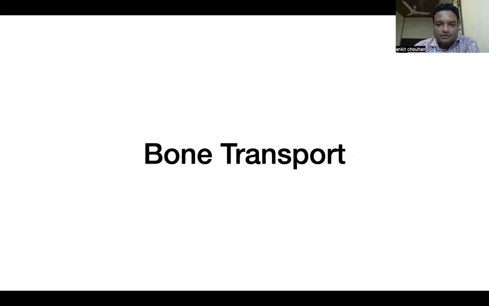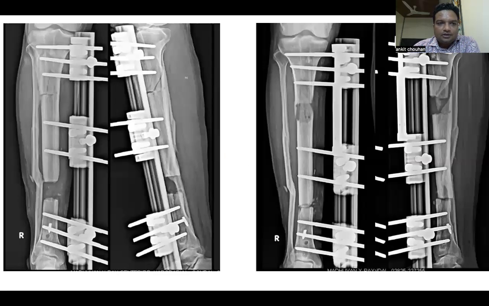So starting with the cases of bone transport, one of the most basic cases, a distal bone gap in the tibia being treated with LRS. The LRS has to be applied in good alignment, and the proximal osteotomy was done. Distraction was done at the osteotomy. The rate of compression at the non-union was the same as that of distraction at the osteotomy.